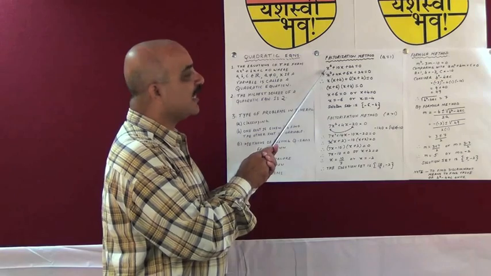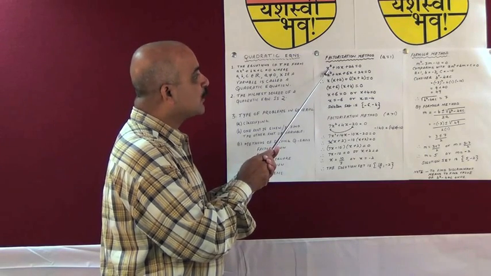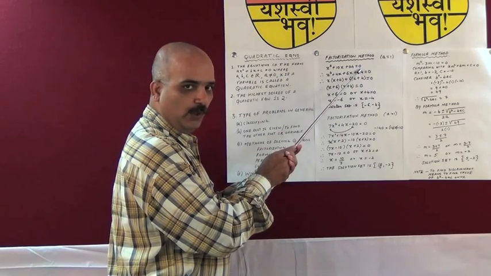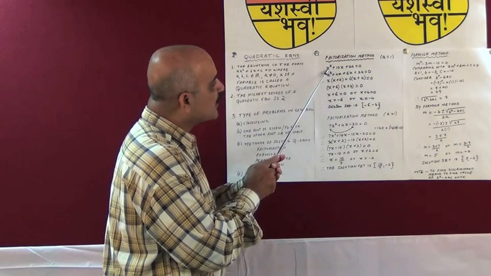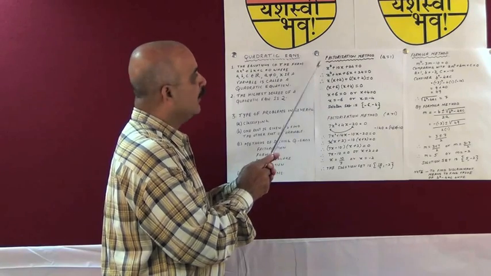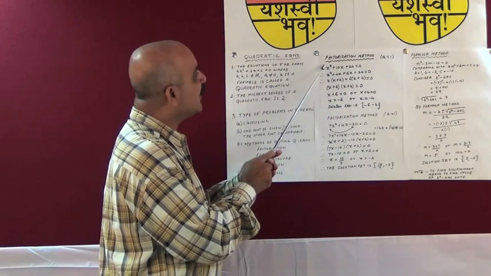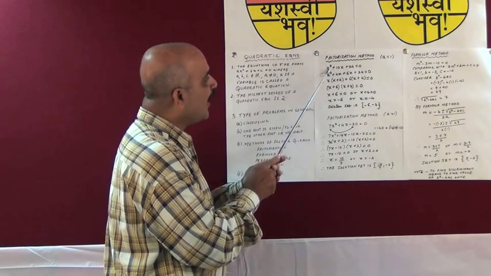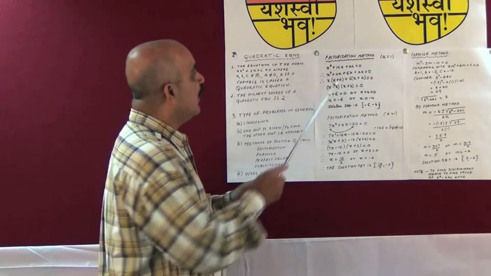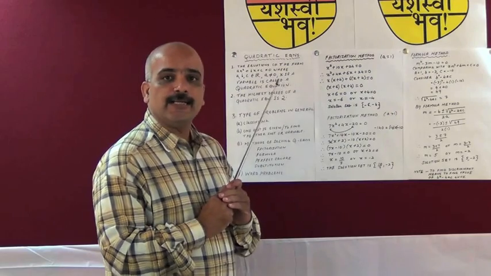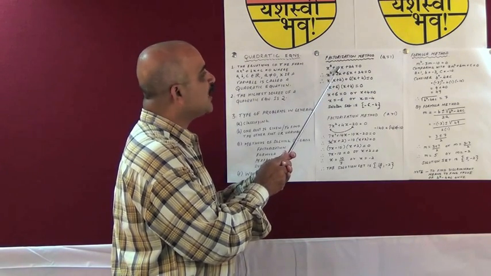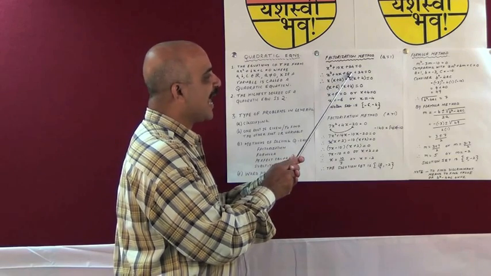Here, if you see this quadratic equation, x square plus 10x plus 24 is equal to 0. Here the coefficient of x square is 1. When nothing is given here, students, it's 1. As you have already learned in 9th standard, splitting the middle term, we have split 10x into 4x and 6x.